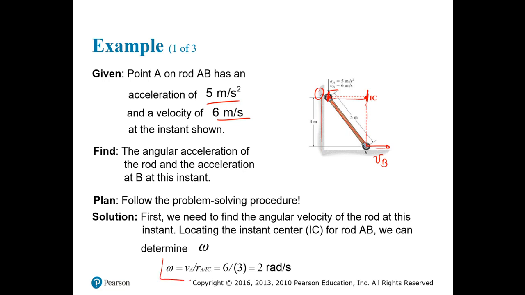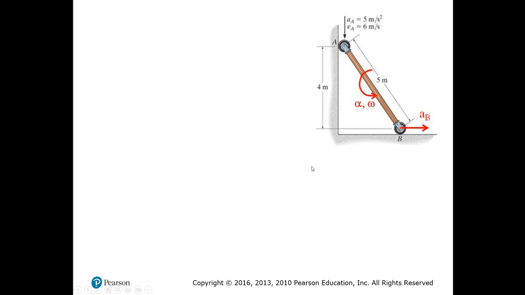So if you take the equation that you can see here, omega is equal to v_A divided by the distance from A to IC, which is 3, that will tell you the omega of the bar. And that will simplify your equations a lot, because now you have another thing that you can use for this.